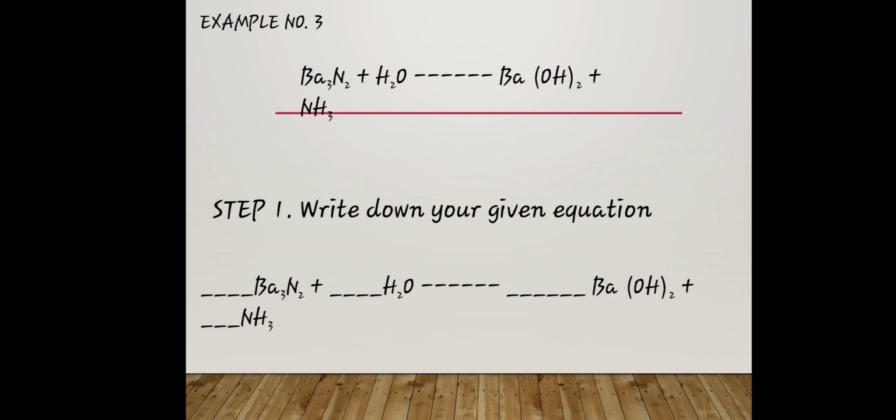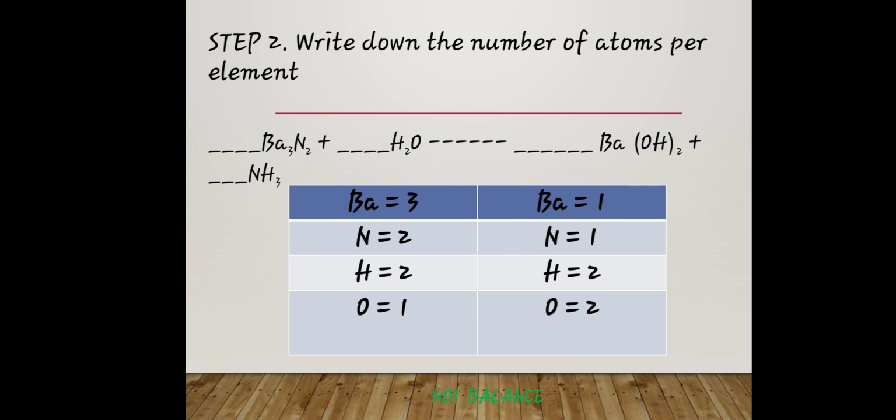So, another example. We have here different elements again: barium, nitrogen, and hydrogen. We also have another element in the reactant and in the product. What you're going to do first is write down your given equation. The next step is to write down the number of atoms per element, the subscript itself. As I've said, number per element.